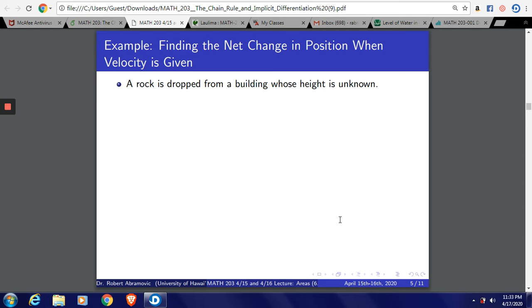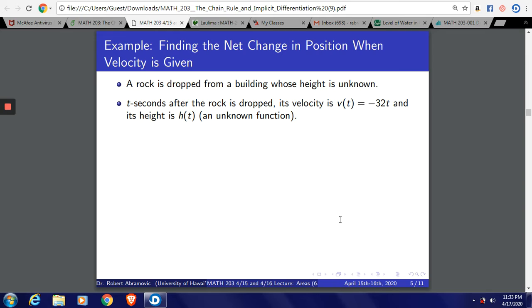Here's an example. Find the net change in position when velocity is given. A rock is dropped from a building whose height is unknown. T seconds after the rock is dropped, its velocity is negative 32t, and its height is h of t, some unknown function.